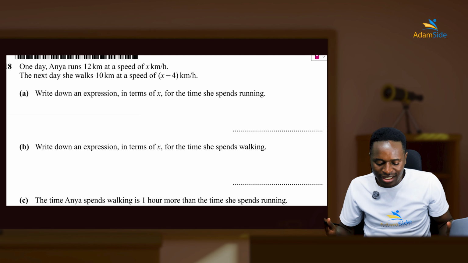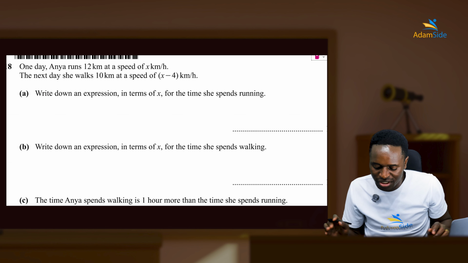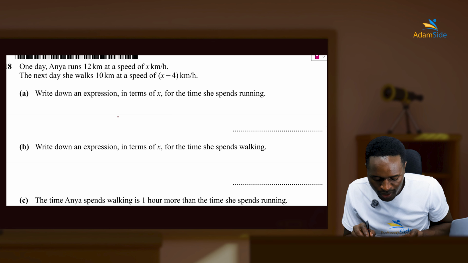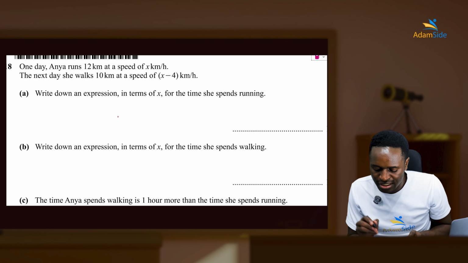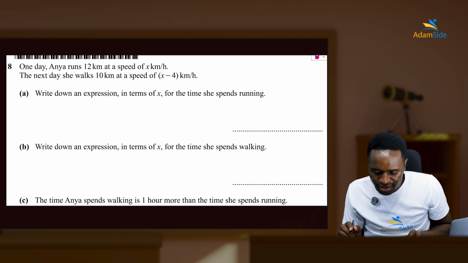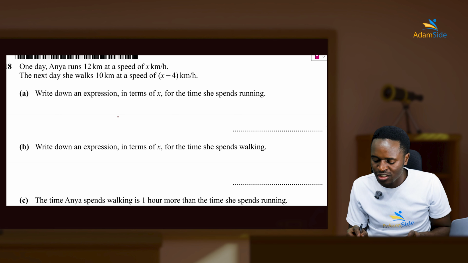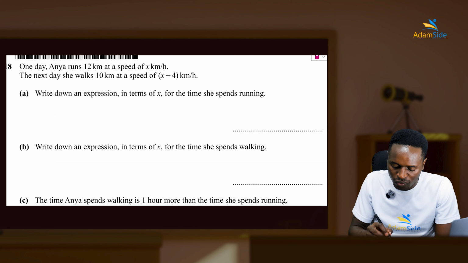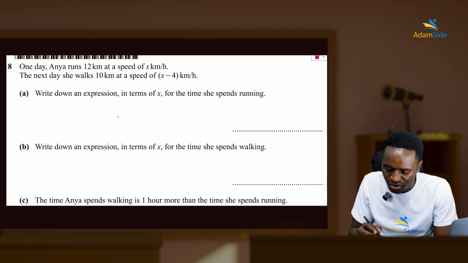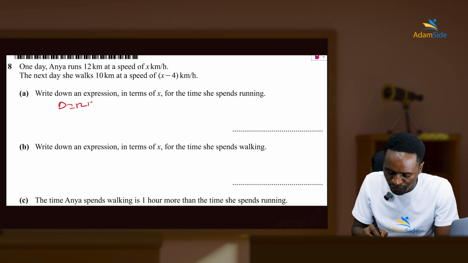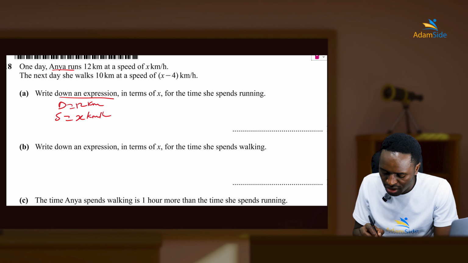One day, Anya runs 12 kilometers at a speed of x kilometers per hour. The next day, she walks 10 kilometers at a speed of x minus 4 kilometers per hour. Write down an expression in terms of x for the time she spent running. So one day, Anya runs 12 kilometers. So distance is 12 kilometers for running. Runs at a speed of x kilometers per hour.